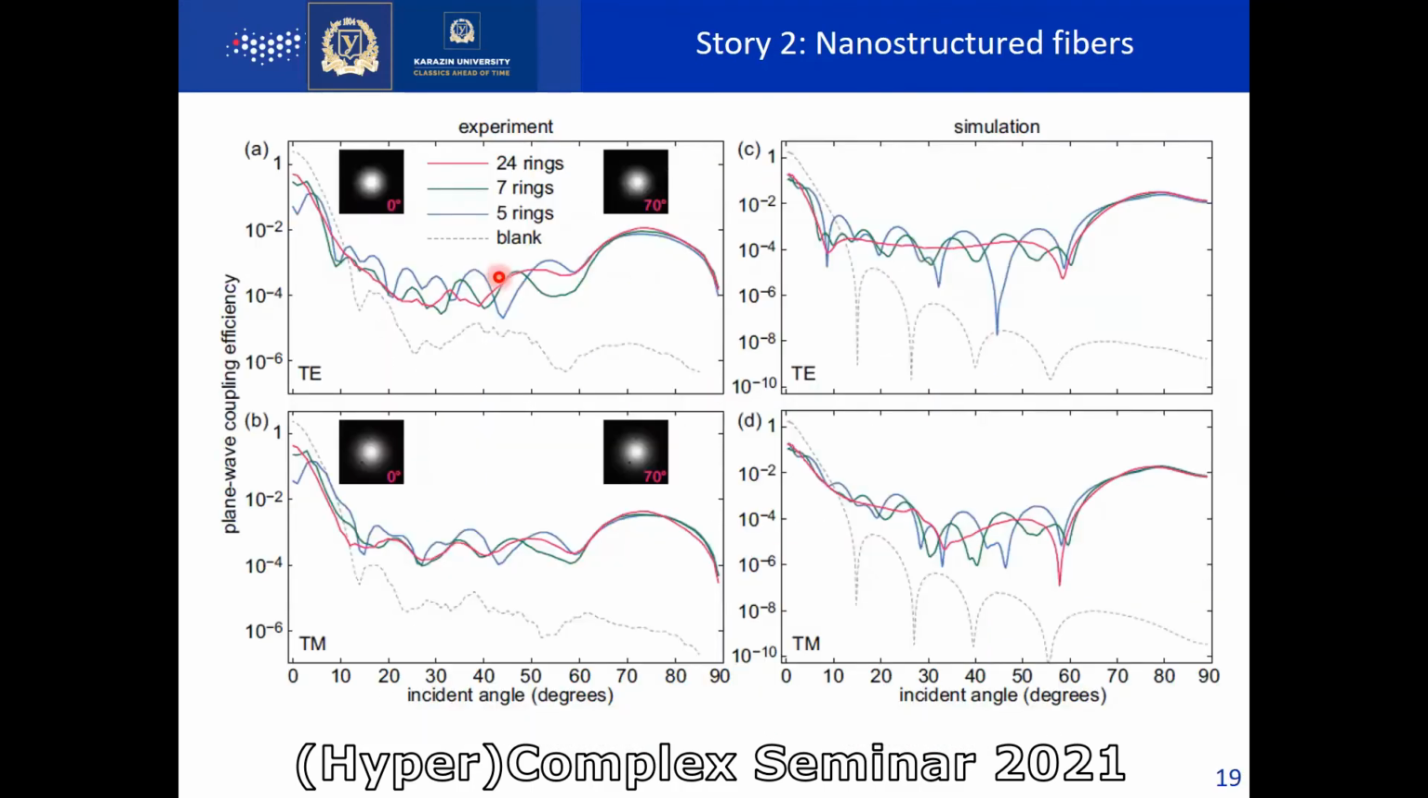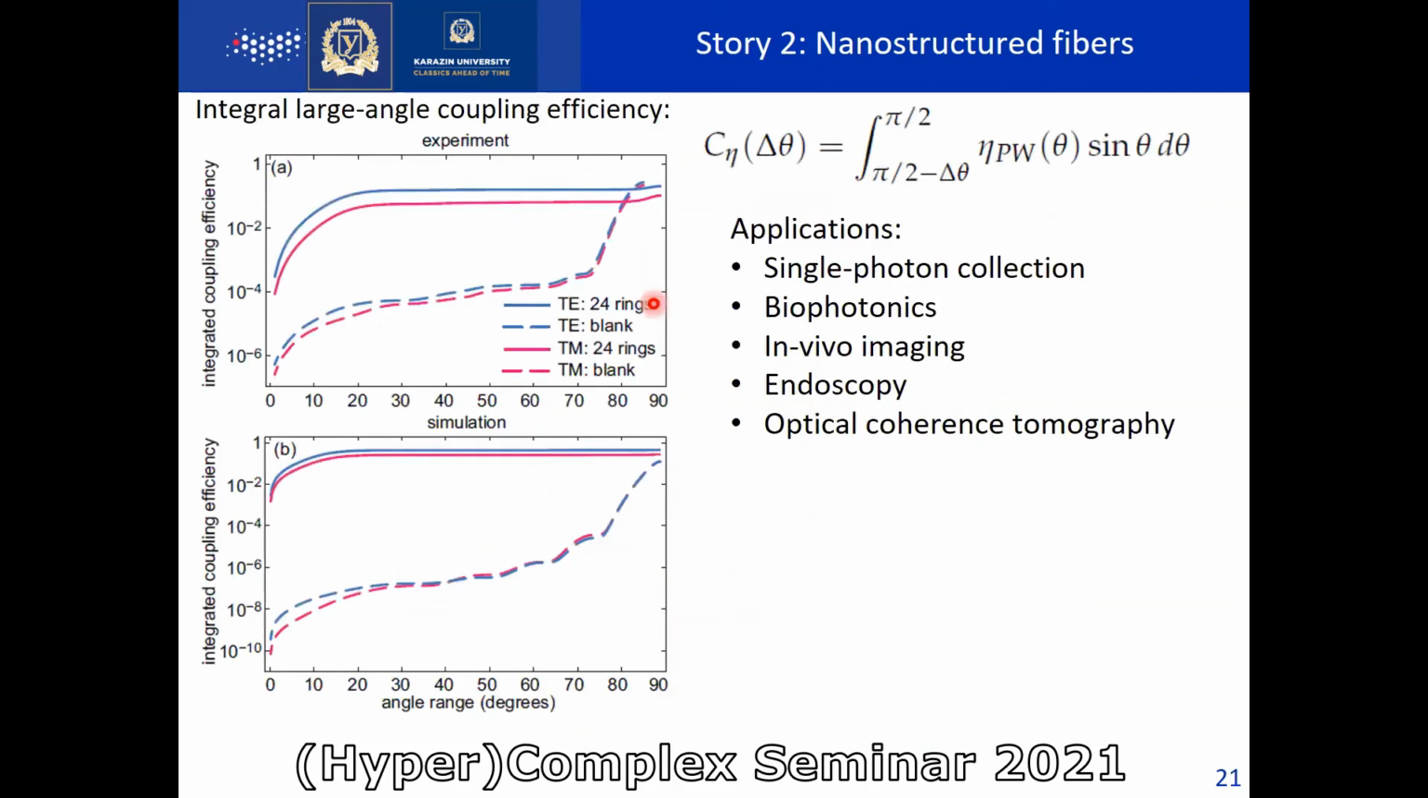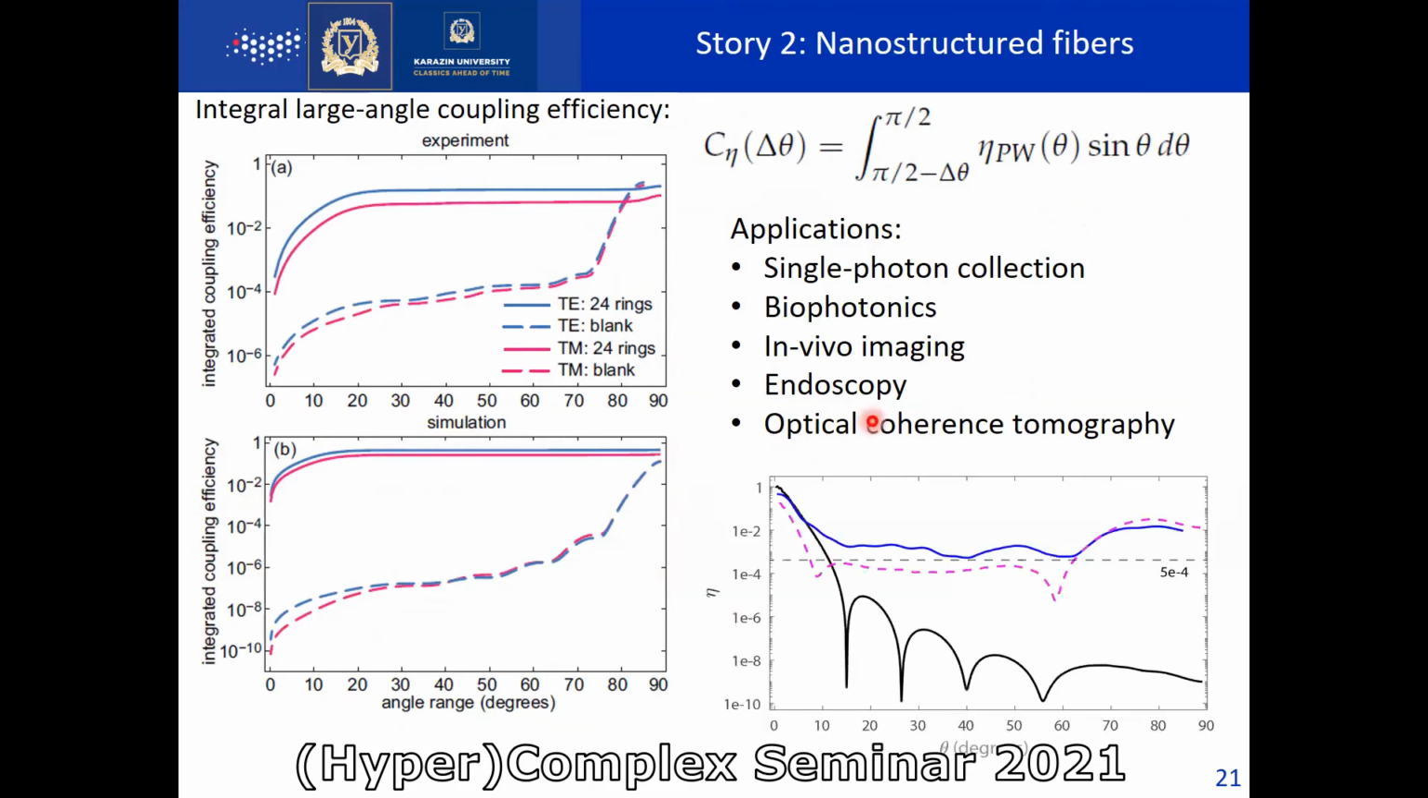Okay, I will maybe skip this. These modulations could also be easily explained. And we also calculate the so-called integral large angle coupling efficiency, which is defined as follows. So we just calculate the coupling efficiency in a finite range of incident angles, starting from the grazing incidence. And it states that for the case of structured fiber, we just have to use the range of 10, 15 degrees in order to achieve the maximum coupling efficiency. This is important for practical applications.